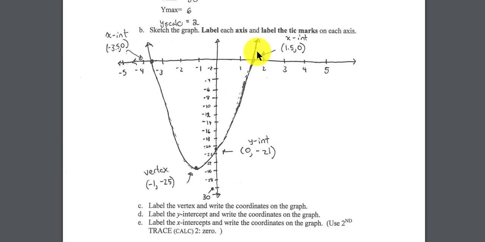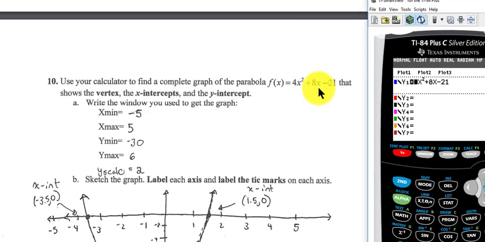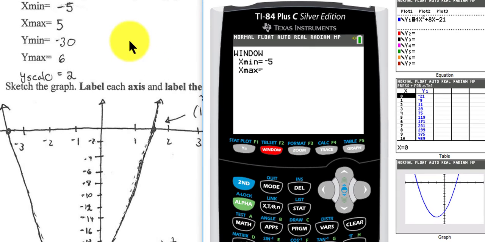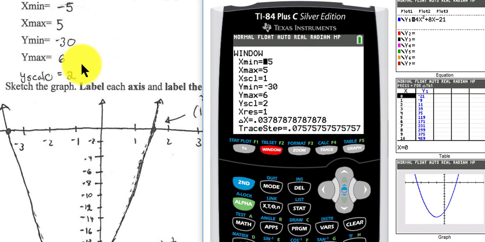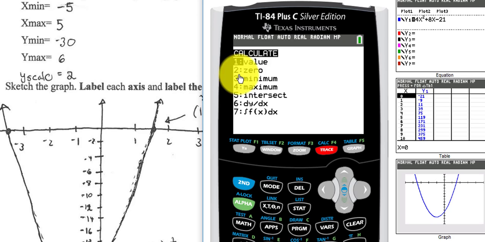Now, how do we find the x-intercepts? Okay. Well, I'm going to open my calculator for that. Okay. So to find the x-intercepts, we're going to graph this 4x squared plus 8x minus 21. We're going to put that into our calculator. We have a window, -5 to 5, -30 to 6, and so on. I press graph. And remember, the x-intercepts are where we cross the x-axis. So right now, you can actually press second, trace, and number 2 to find the zeros.